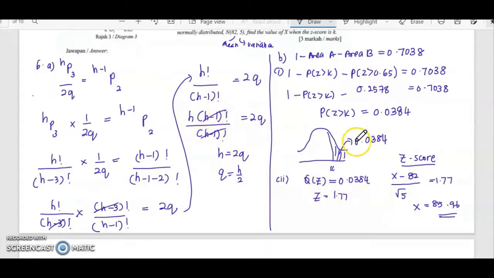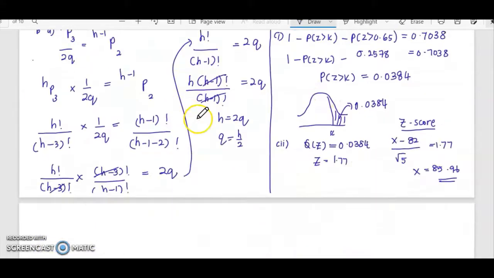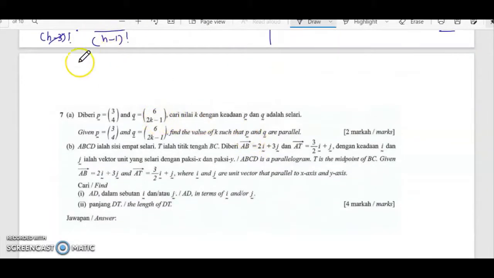Jadi, dia nak apa value of X? Okay. For the Z score 1.77. Jadi, kita kena guna formula for the Z score. x minus the mean, and then we divide with the standard deviation. Okay, since given is the variance, so kita kena square root 5. And then we get the value for x is 85.96. Okay, that is question number 6. We go to question number 7. Last question for section A.